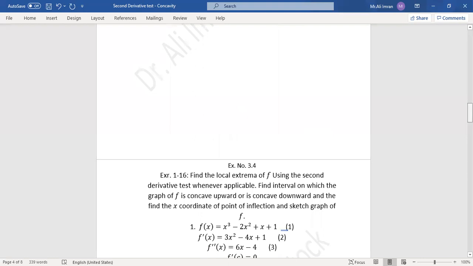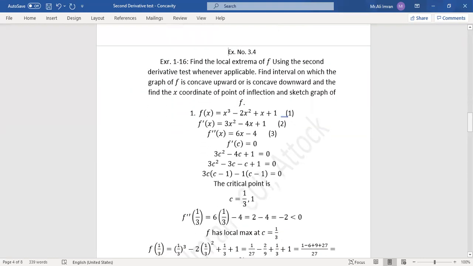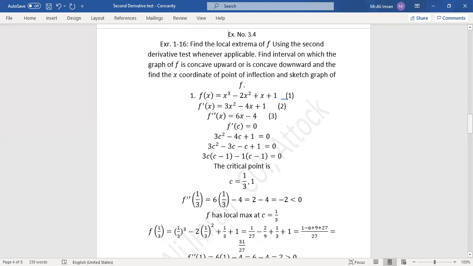Now we proceed toward exercise 3.4. Questions 1 to 16: Find the local extrema of f using the second derivative test whenever applicable. Find the intervals on which the graph of f is concave upward or concave downward, and find the x-coordinates of points of inflection and sketch the graph of f. First of all, we have to find the extrema of a function.